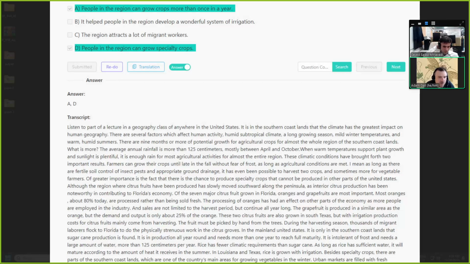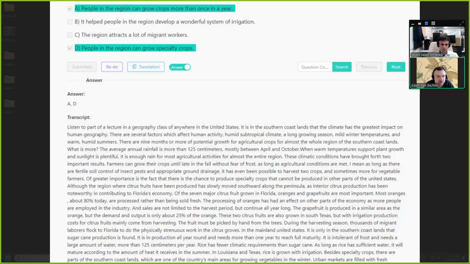crops. Although the region where citrus fruits has been produced has slowly moved southward along the peninsula, interior citrus production has been noteworthy in contributing to Florida's economy. Of the seven major citrus fruit grown in Florida, so they grow seven different kinds of fruit, oranges and grapefruits are most important. Most oranges, about 80% today, are processed rather than being sold fresh. The processing of oranges has had an effect on other parts of the economy as more people are employed in the industry, and sales are not limited to the harvest period but continue all year long.